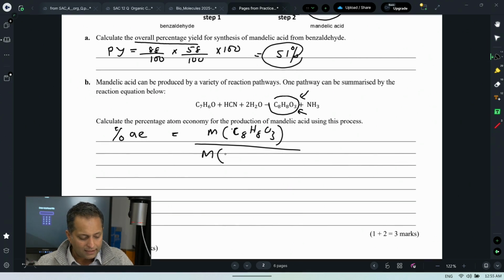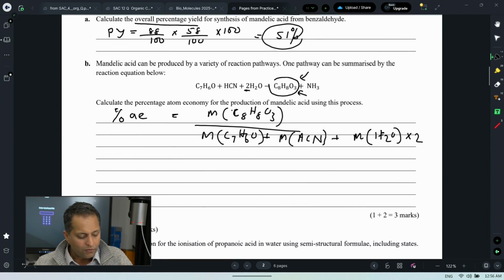What are the other reactants? C7H6O plus the molar mass of HCN. If you have a coefficient, you have to consider the coefficient as well. In this case, yes, we have to consider the coefficient because 2 is here. So the molar mass of water, H2O, times 2 as well, because the coefficient 2 is there.